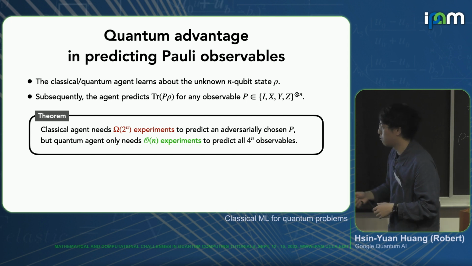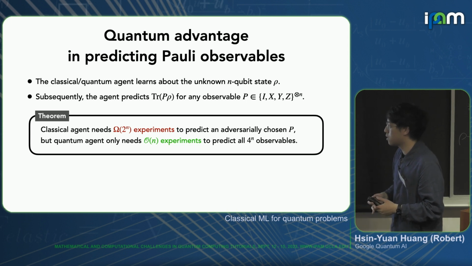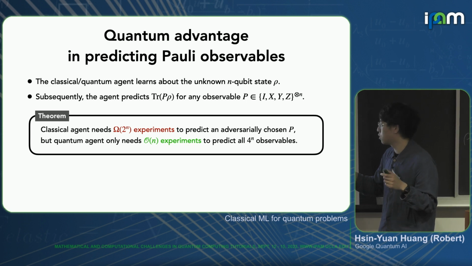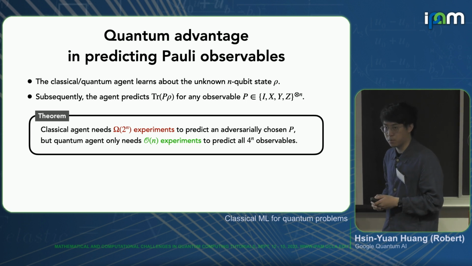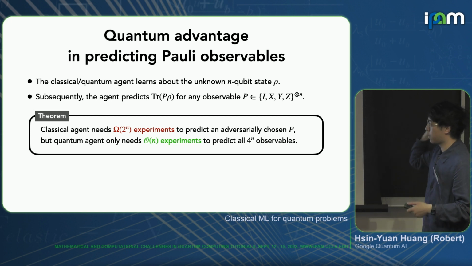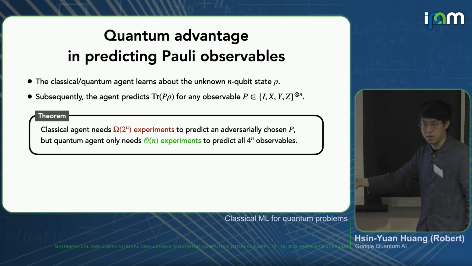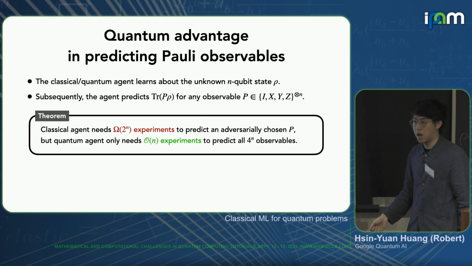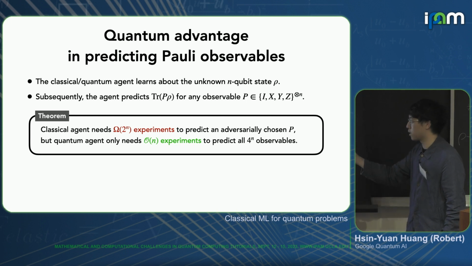On the other hand, one can also prove that a quantum agent only requires a linear number of experiments in order to predict all 4 to the n observables. So this is really all 4 to the n. Someone can just keep asking the quantum agent questions, exhausting all these exponentially many observables, and the quantum agent can correctly answer all of them.